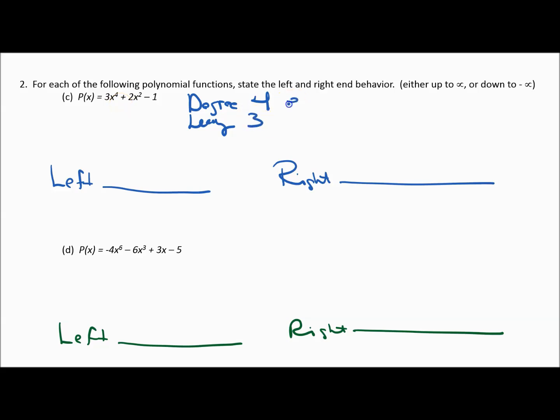Now what matters is this is even and positive. Your even and positive polynomials are always both pointing upward. Even always means they're pointing in the same direction, and positive means upward is that direction. So left is going to be up, right is going to be up, and then we are done with the requested question for that particular polynomial.